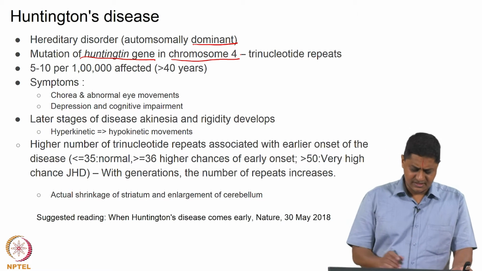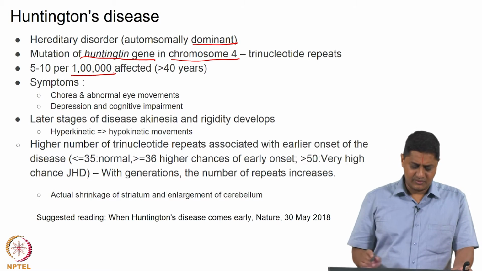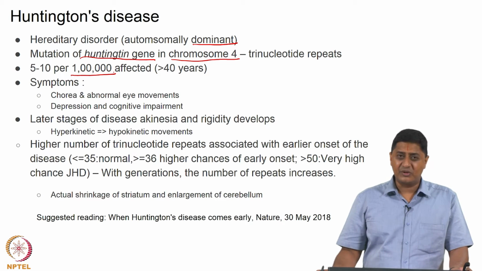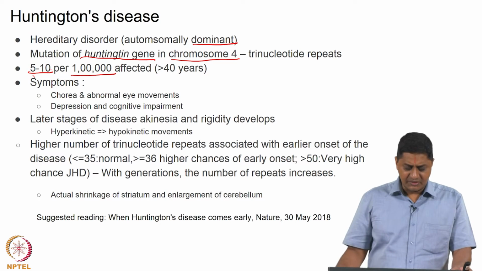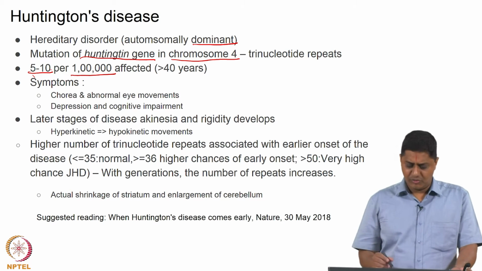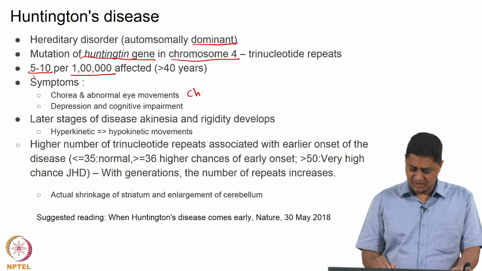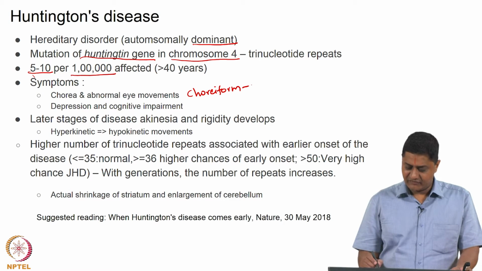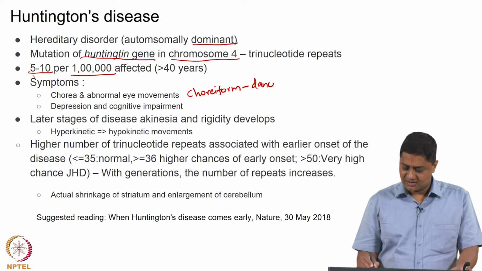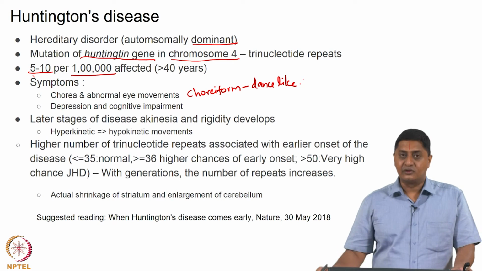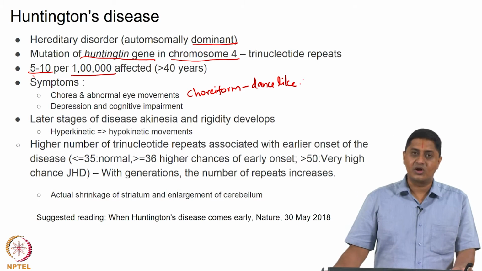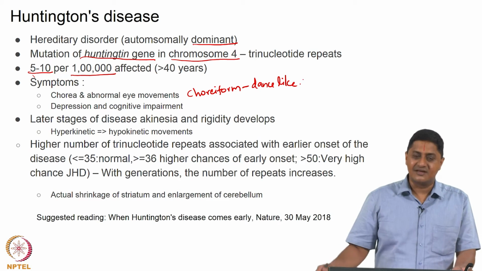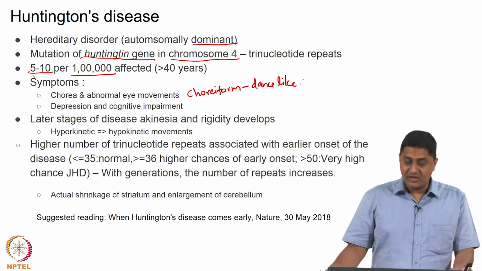The occurrence is about 5 to 10 per 100,000, right. Symptoms are choreiform movements, dance like movements. So, this of course shares the root with what is called choreography, right. Like you see in movies, choreography means what? Dance, related to dance, right. So, choreiform, dance like movements.